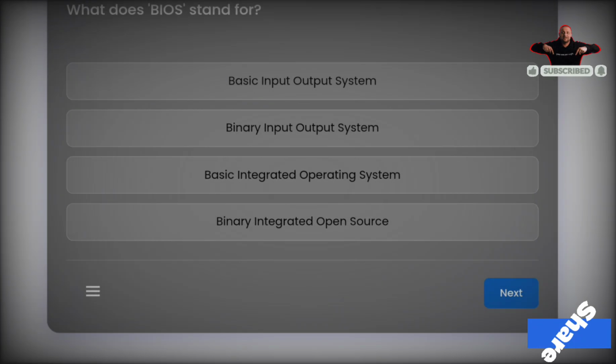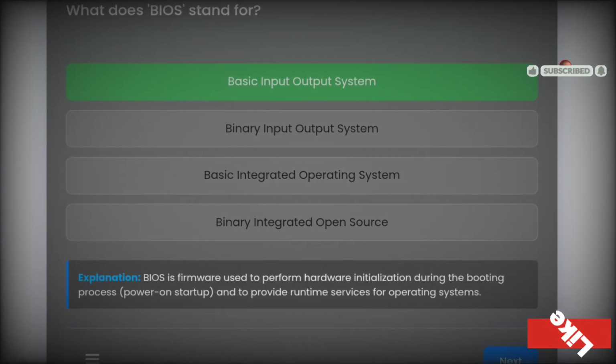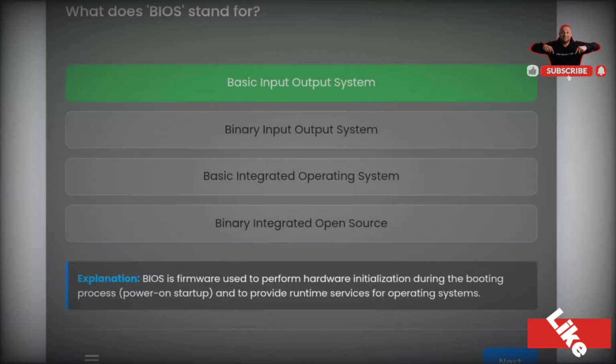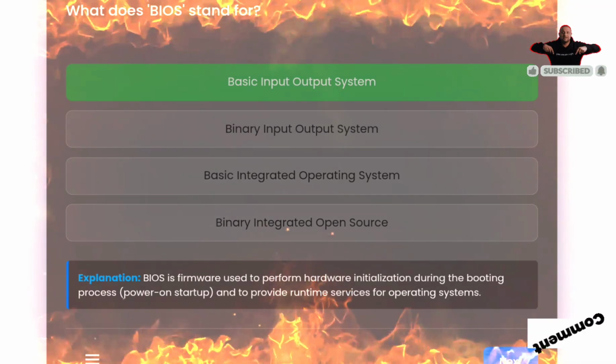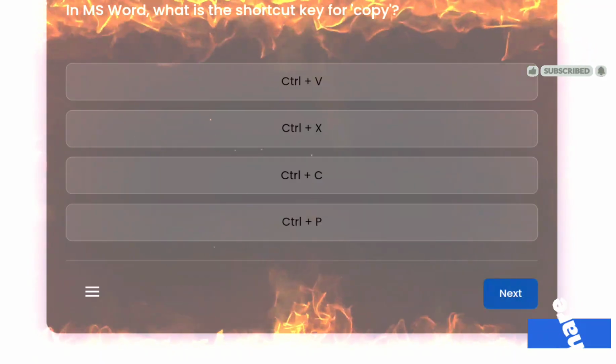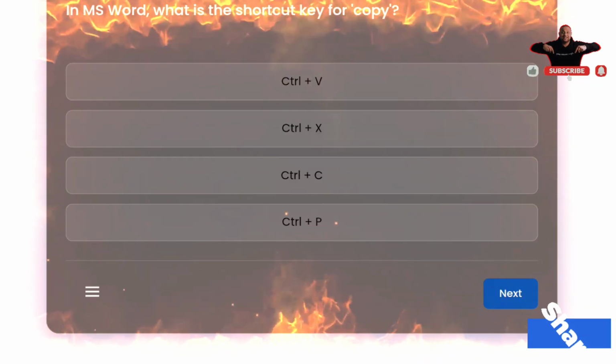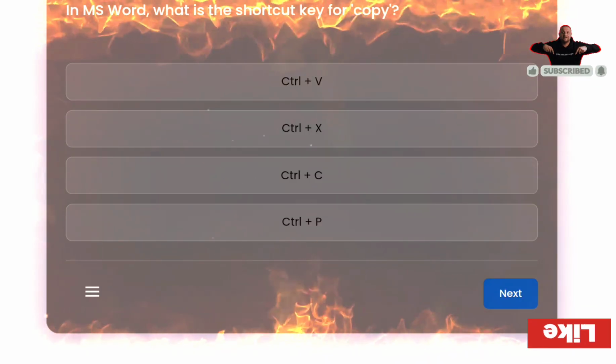BIOS का मतलब क्या होता है? First one, basic input output device. Basic input output device. Okay. Next question, in MS Word, what is the shortcut key for copy?